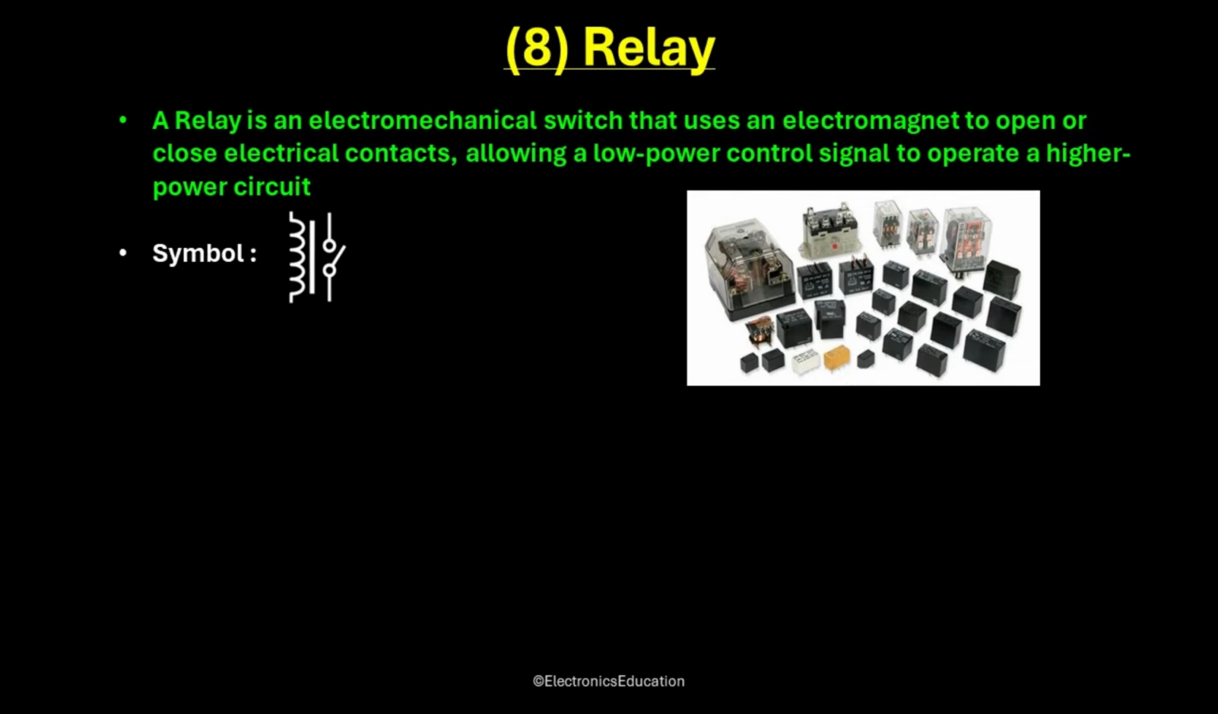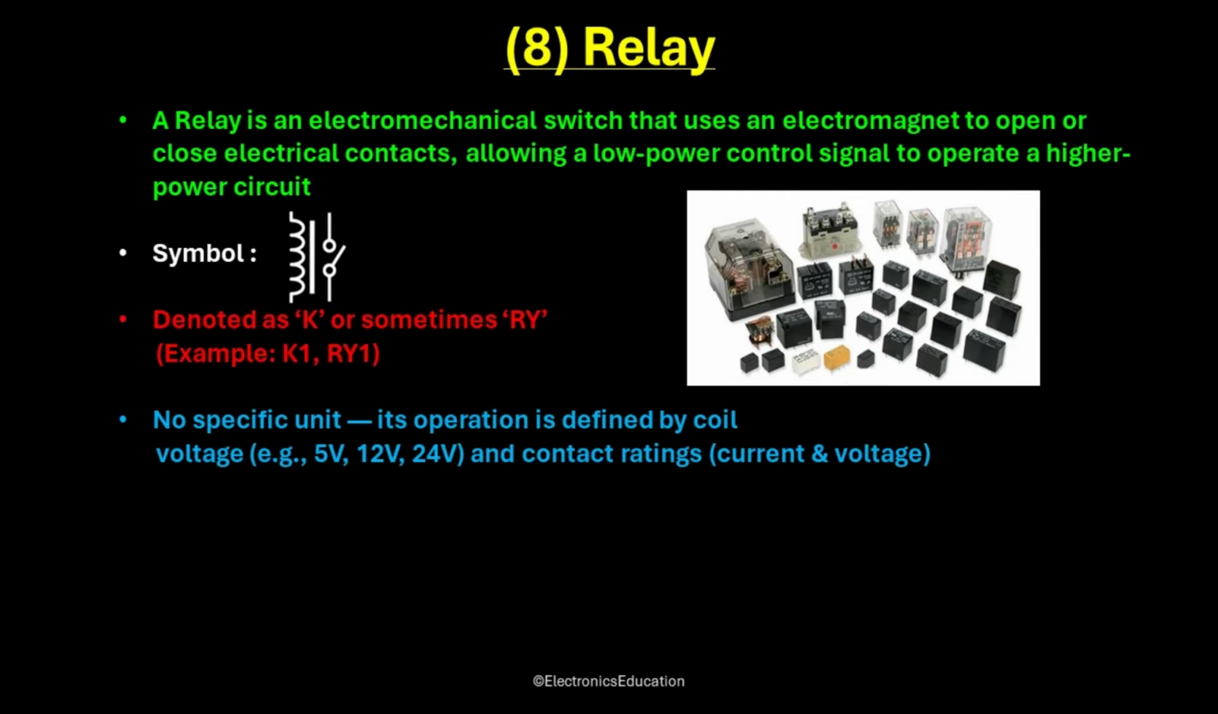The symbol of a relay consists of a coil and switching contacts, which may be normally open or normally closed, and in circuit diagrams, it is typically represented by K or RY, for example K1 or RY1. A relay has no specific unit. Instead, it is defined by its coil voltage, commonly 5 volts, 12 volts, or 24 volts, and contact ratings that indicate how much current and voltage it can handle.